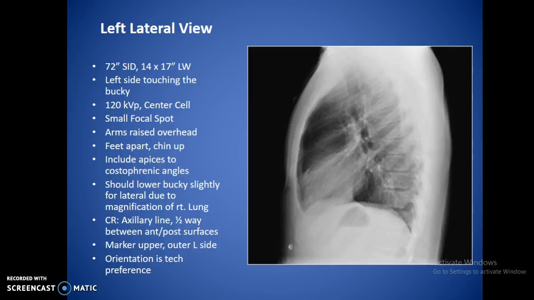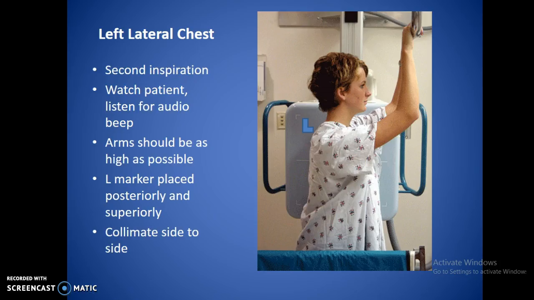Let's see. Marker, upper outside on the left side. So your marker should be up in this area right through here. Next slide will give a better look at it. This is what it looks like with your patient standing against there. Listen for the audio beep.